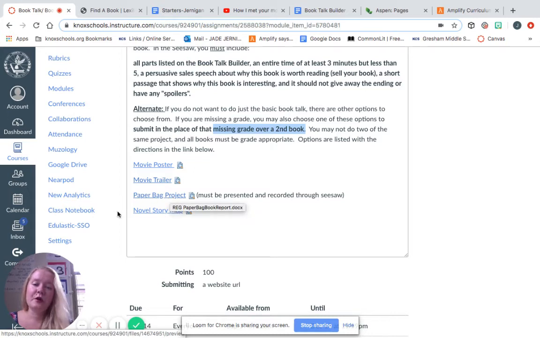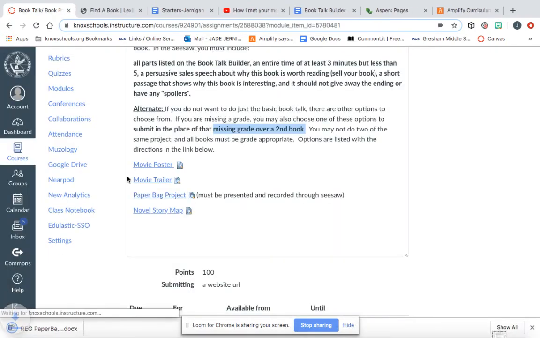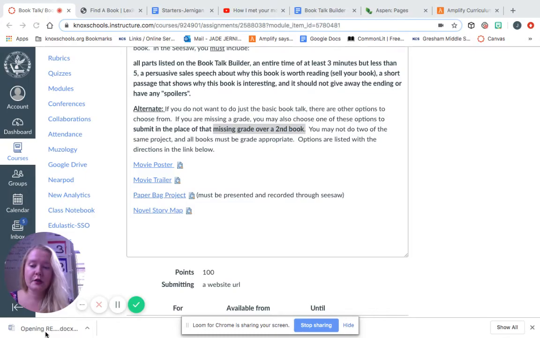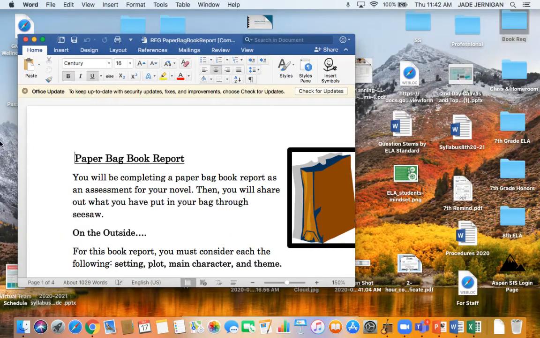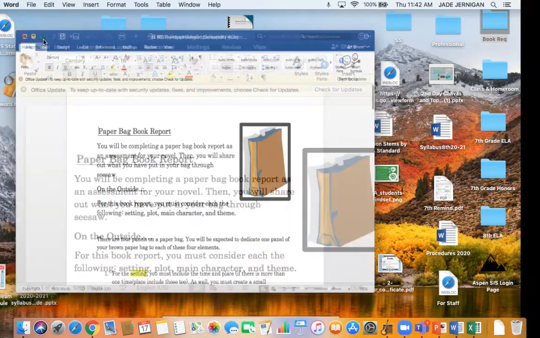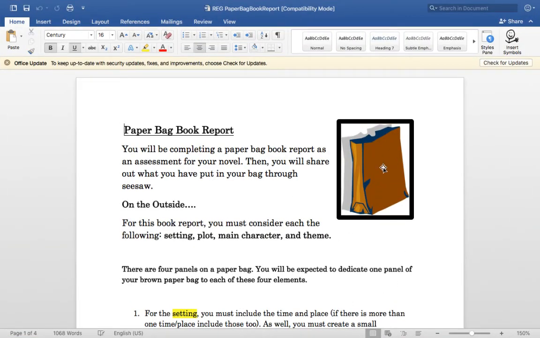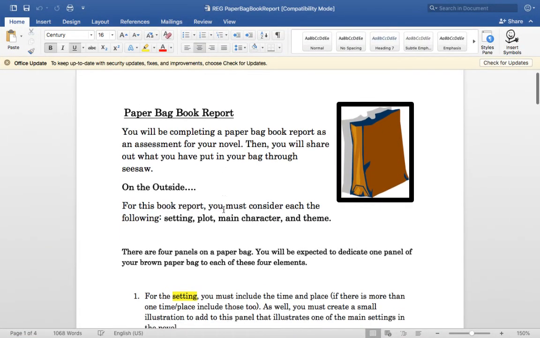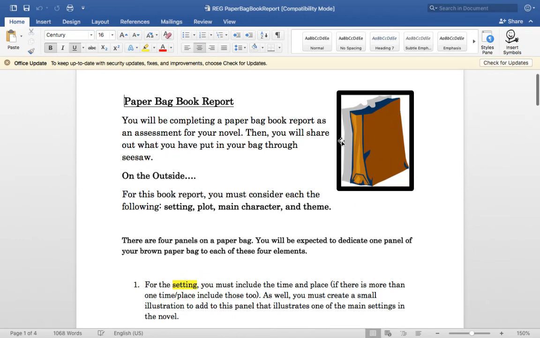The last two that we have here are the paper bag project and the novel story map. For both of these, you will also be using Seesaw to present it. For the paper bag project, you are actually going to get a paper bag and you're going to be directing all of your items into this paper bag. So for this, you will put all your items in the paper bag, and then you'll record yourself pulling those items from the paper bag and explaining them to your class.